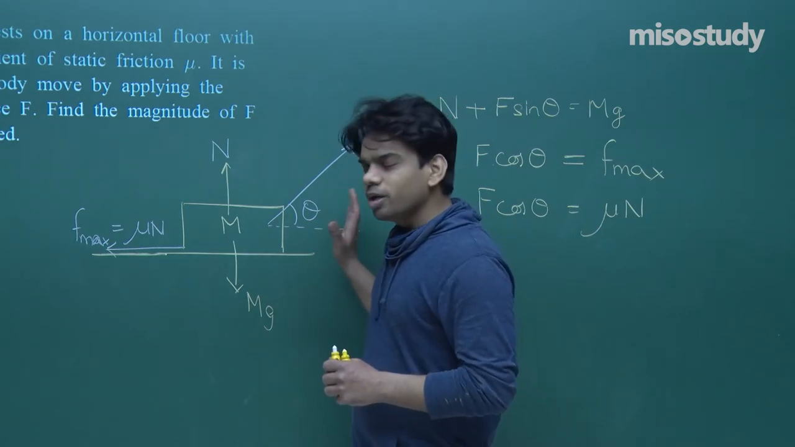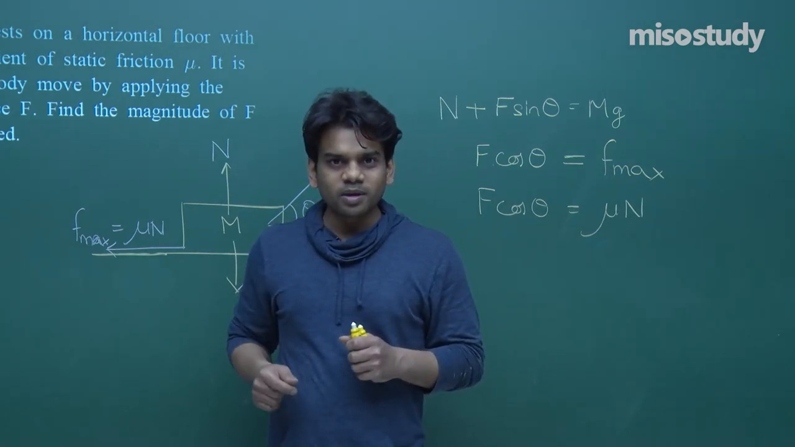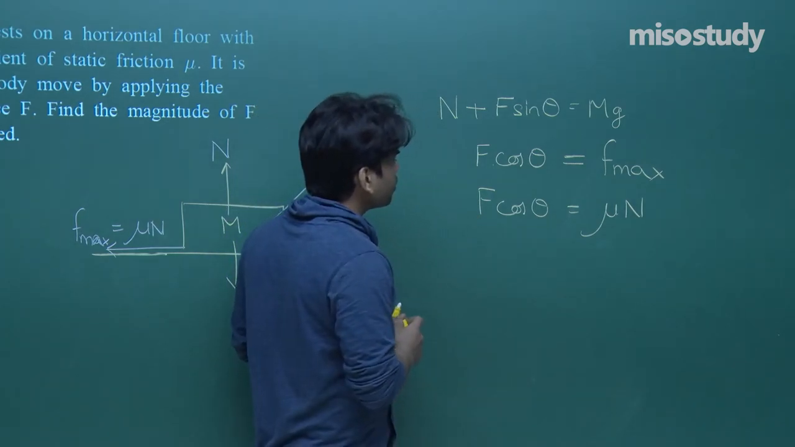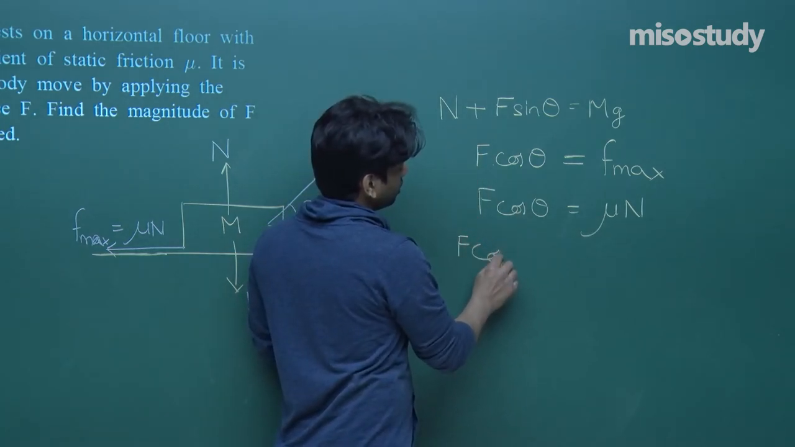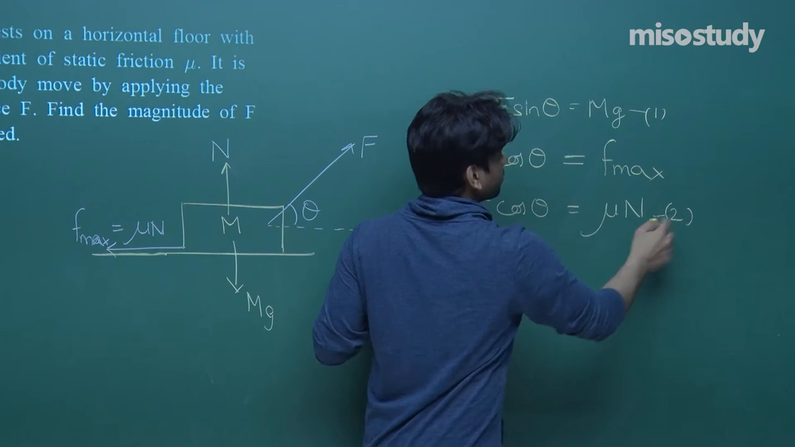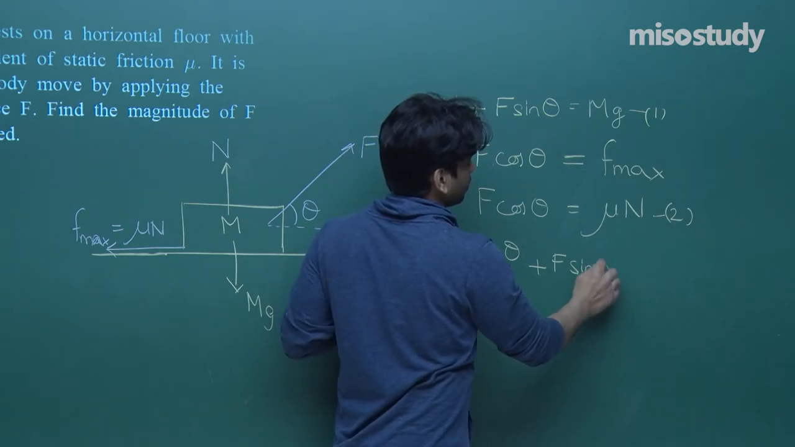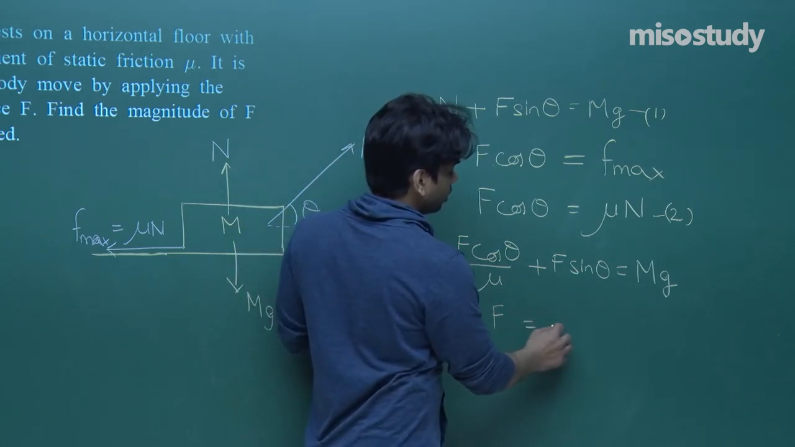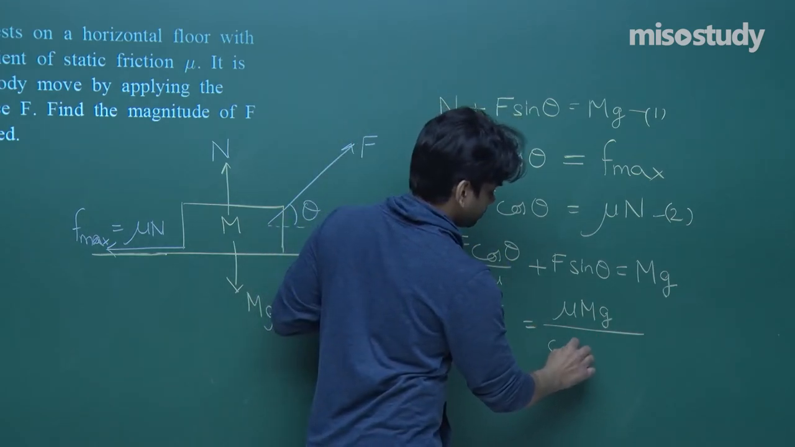Now, next thing you see, we need to find out the minimum force. For minimum force, we need to understand that we need the maxima and minima equation. So let's go ahead. First of all, I will try to find out the value of F and how it's related with theta. If I replace N by F cos theta by mu here, we'll be having F cos theta by mu. See how we are doing this. Equation number 1, equation number 2, we are substituting the value of N from 2 in equation number 1. F cos theta by mu plus F sine theta will be equal to capital Mg. Now, easily we can find out F will be equal to mu Mg divided by cos theta plus mu sine theta.